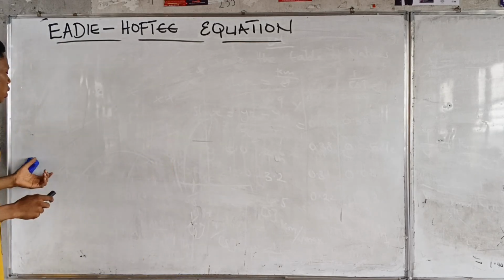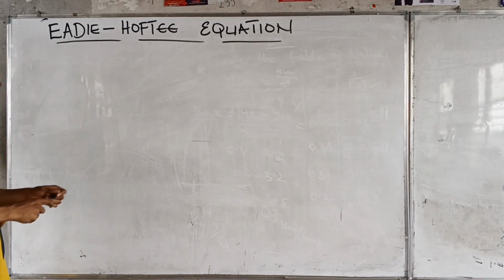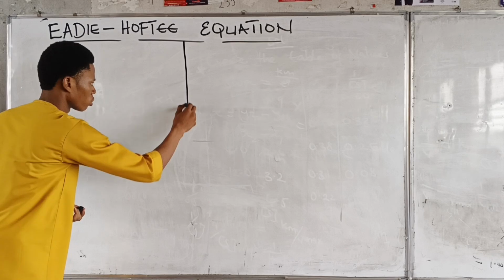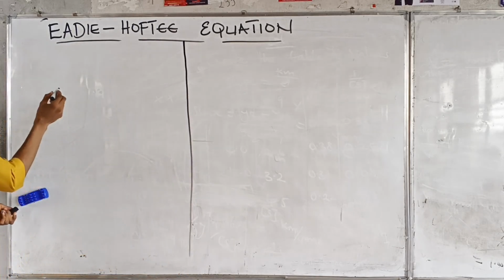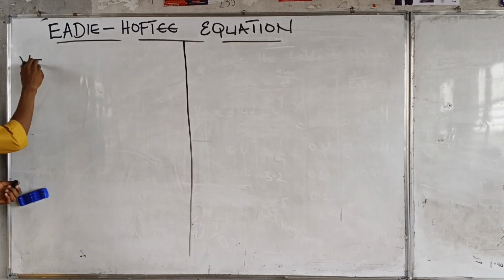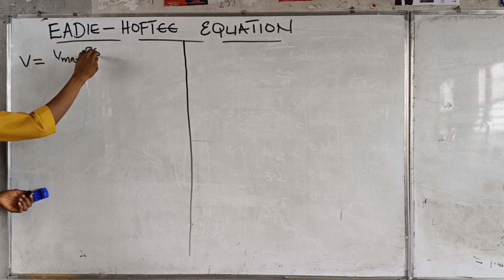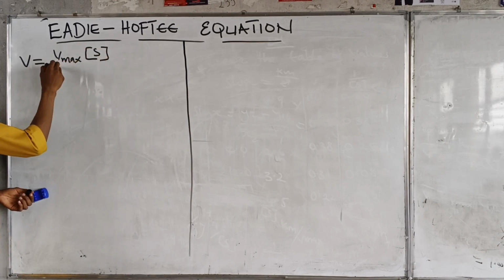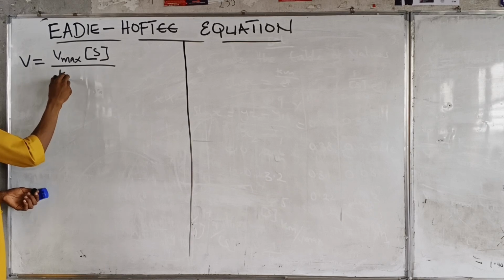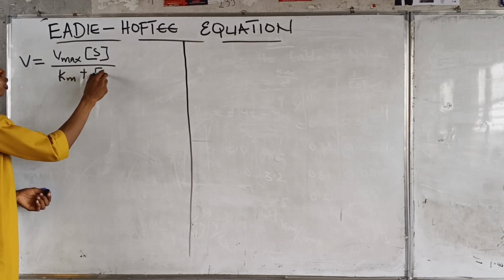Now, if you look at this, let's start with the Michaelis-Menten equation. The Michaelis-Menten equation says that V is equal to what? Vmax times what? Substrate concentration, all over what? Km plus what? Substrate concentration.